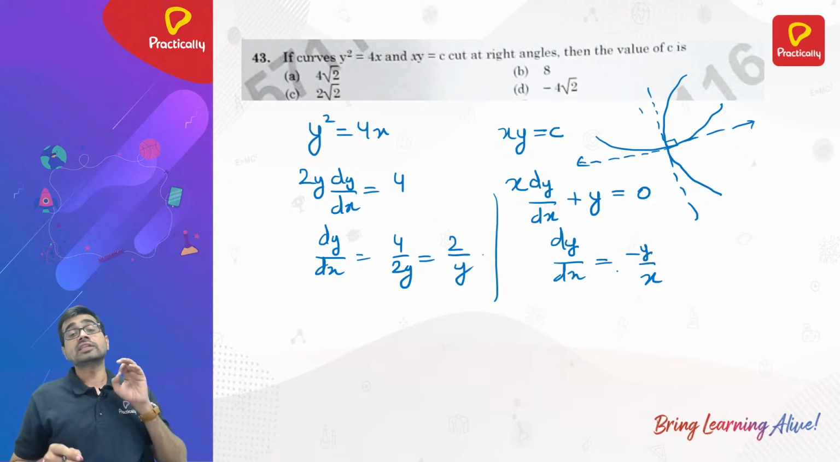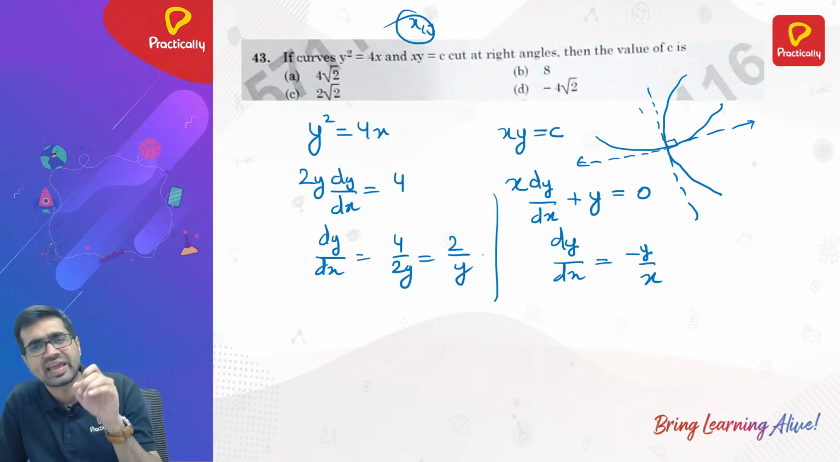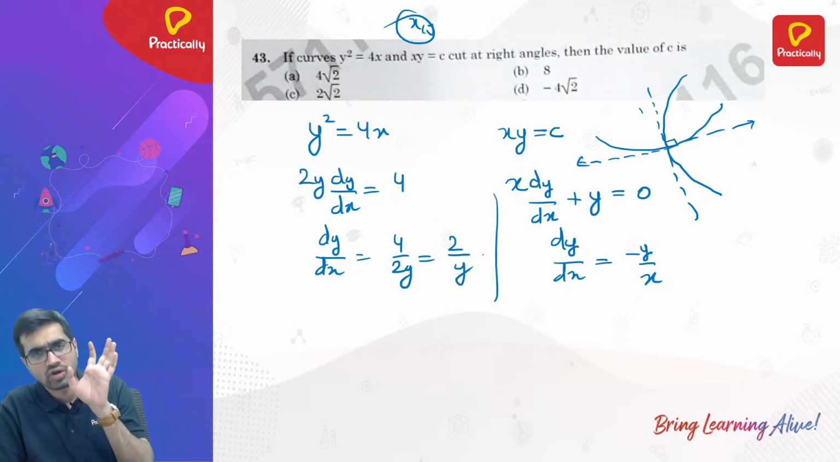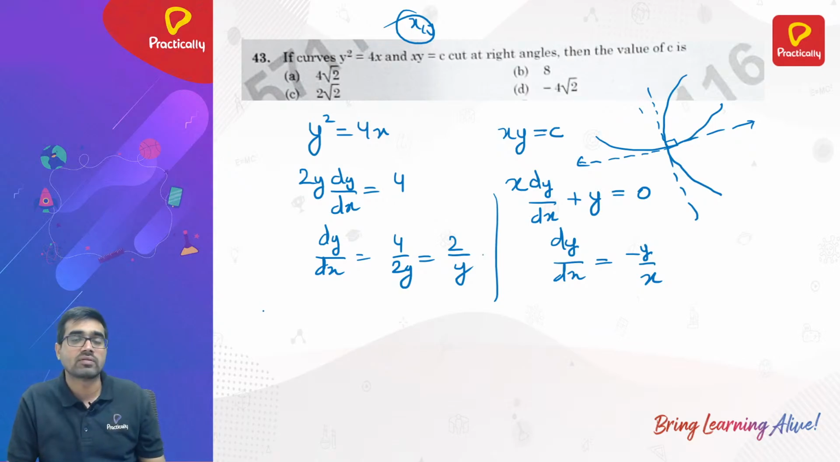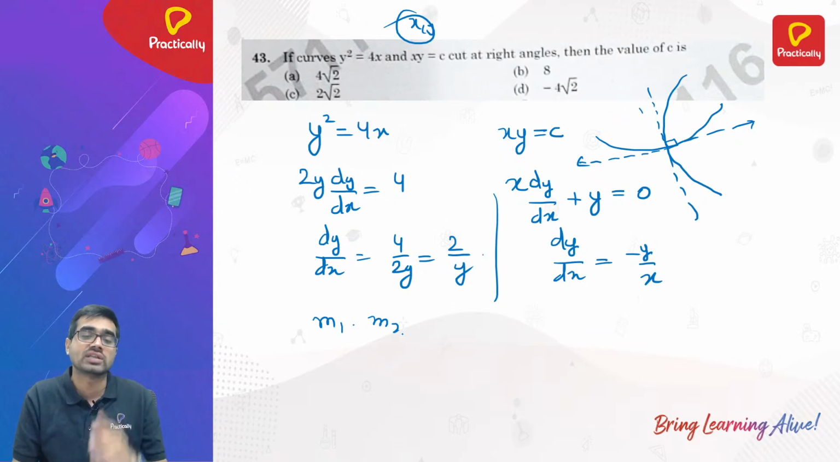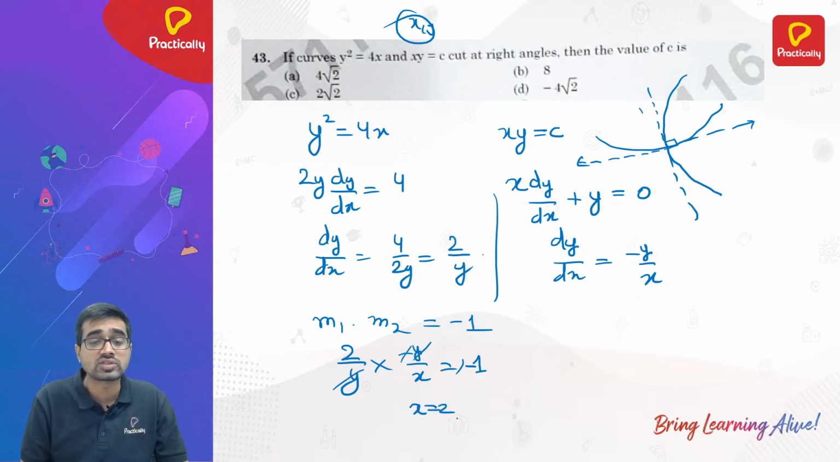Now you are saying these are the two tangents. Let's say they are at the point x comma y. Let us just consider they are intersecting at the point x comma y for some point. This simply implies one single thing: that the slopes of these tangents are normal to each other. So m1 times m2 is equal to minus 1. So 2 by y times minus y by x is nothing but minus 1. So y gone, minus gone. So x is 2. If I put it in this equation, x is 2 means y square is 8.